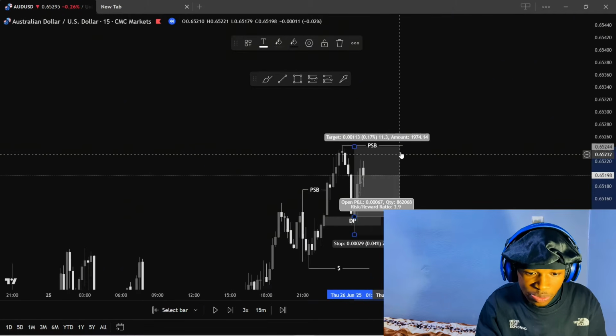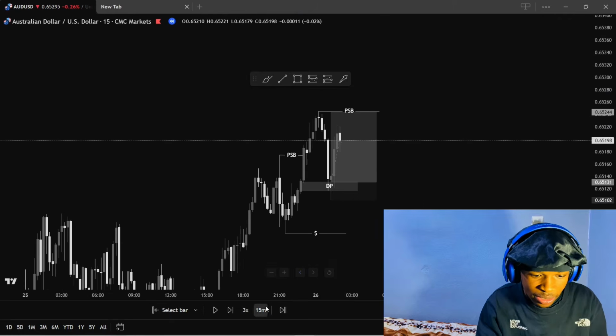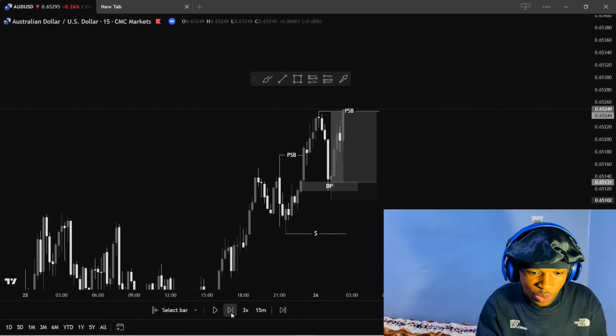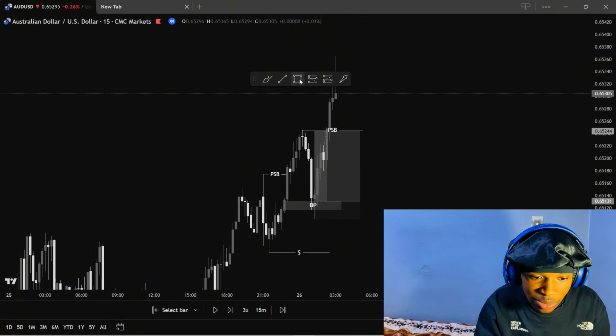Man, this is not your PSP. This is your structure, man, because it's gonna be in PSP, because it's gonna be broken. Yeah, we go. Then boom. What now? Our TP was hit again.